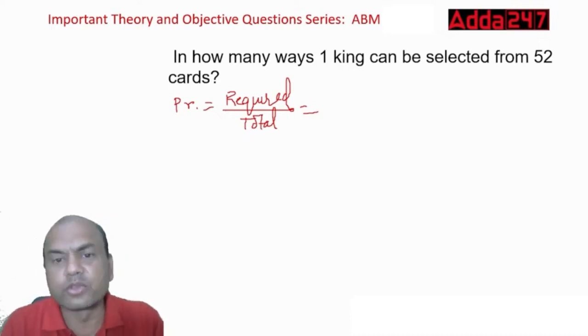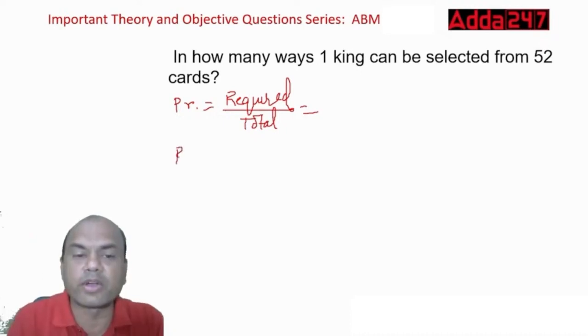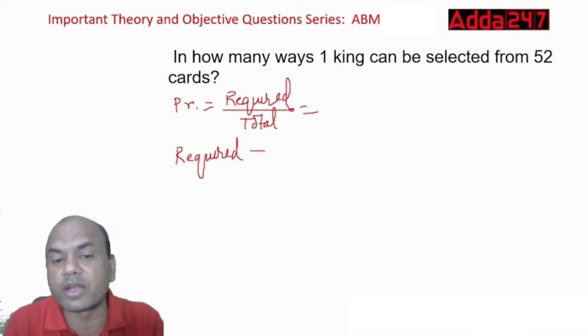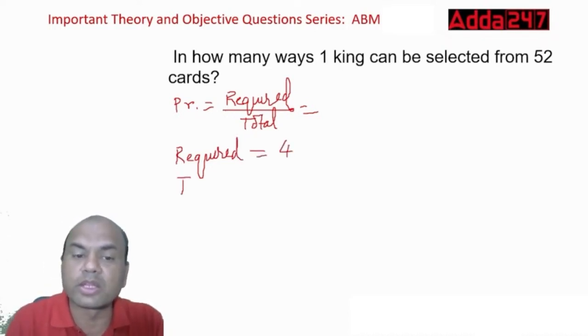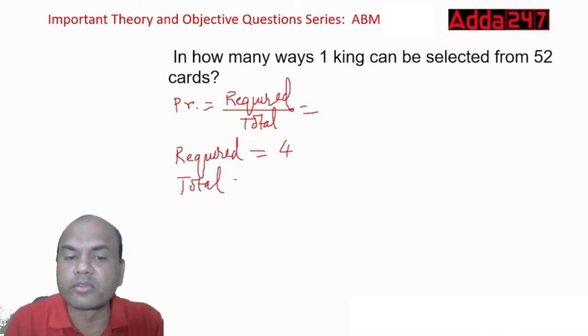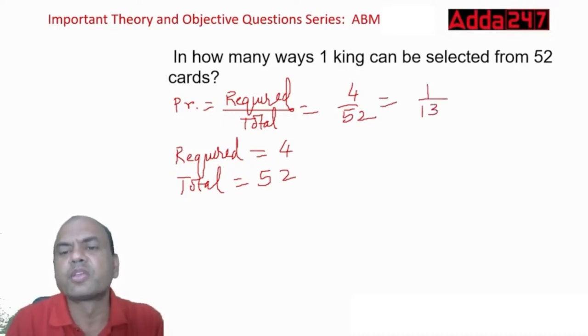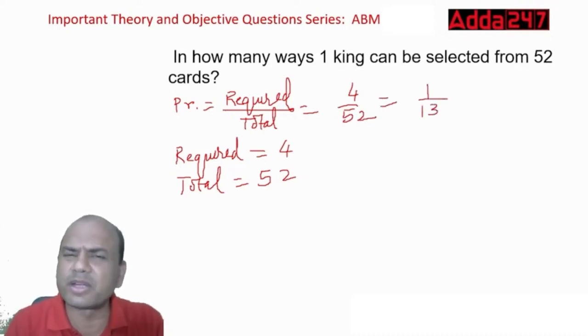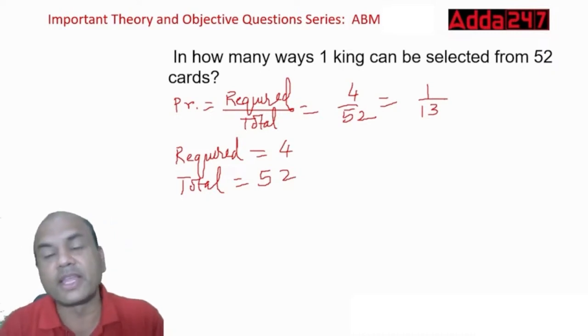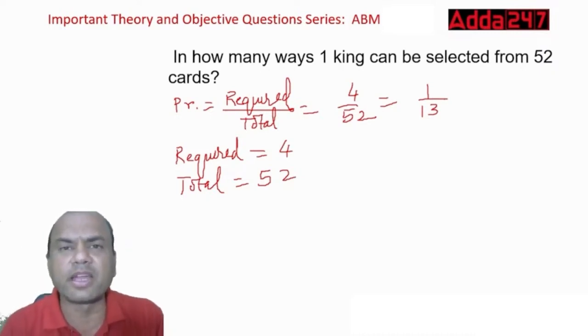So the answer I am getting over here: what is required for me? What are the chances of getting what is required? There are four chances, four kings. What is the total? Total is 52 cards. So what is my answer then? 4 upon 52, so 1 upon 13. That is the probability, right? You can find it in decimals or keep it this much. In exam, you divide 1 by 13 and you'll get the answer.